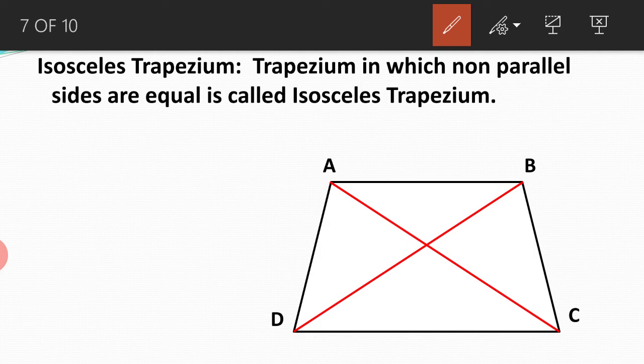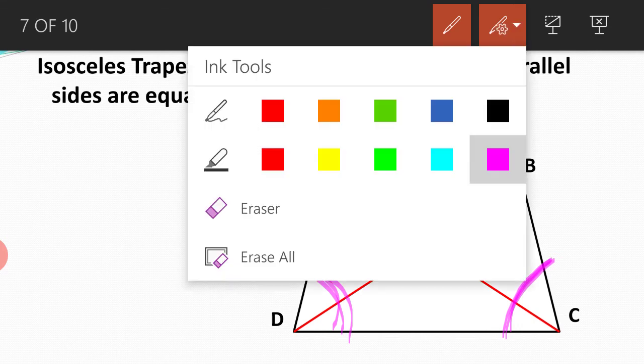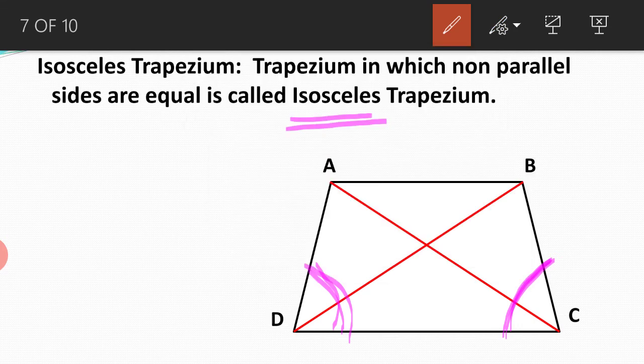Now what happens in isosceles trapezium? The word isosceles, why do we call isosceles? Because 2 sides are equal. The base angles, do you remember isosceles triangle? Yes, base angles. These base angles are equal. That means angle D is always equal to angle C, and the other pair of base angles, though it is not in the base, we call it base. Angle A is equal to angle B.